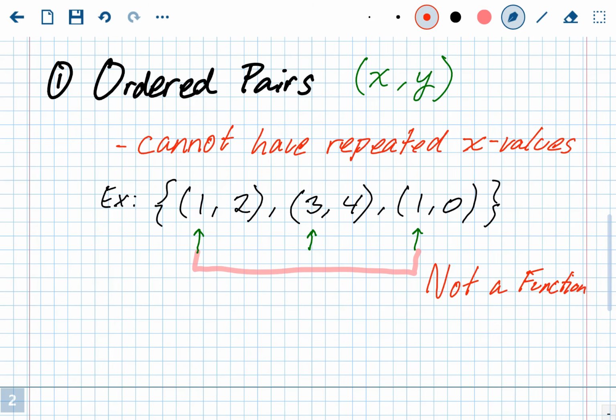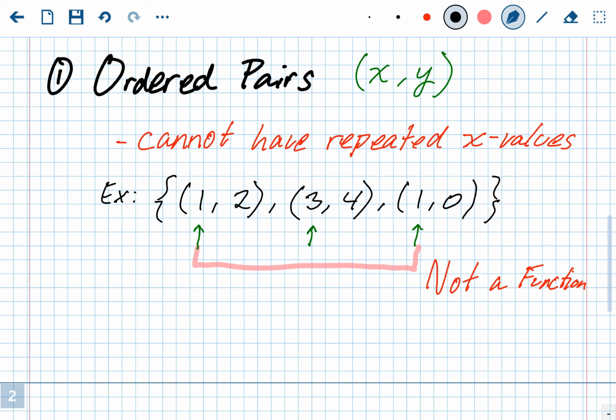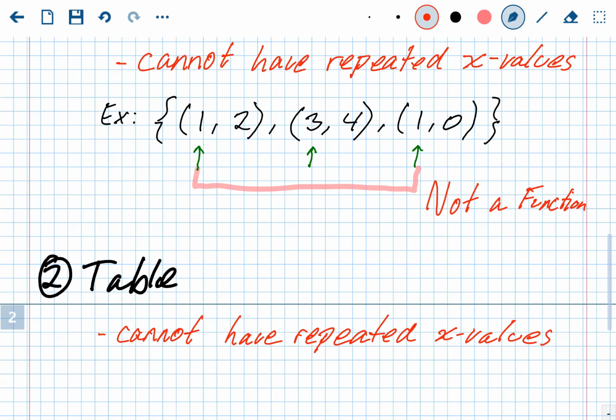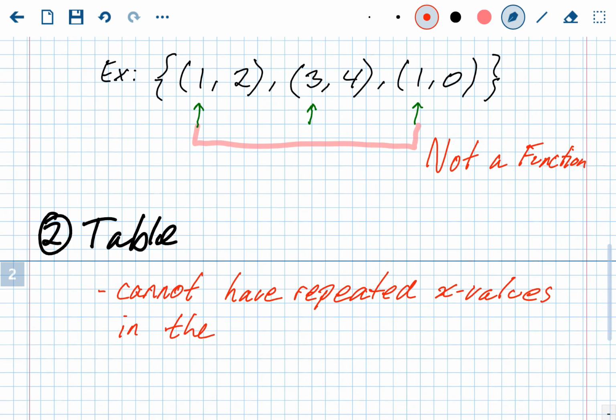All right, next up was table. Remember, a table is just a more organized kind of vertical or horizontal way of expressing ordered pairs. So tables have pretty much the same definition. In a table, you cannot have repeated x values in the x row or the x column, depending on if you have a horizontal or a vertical table. So again, it's pretty much the exact same thing as the ordered pair.